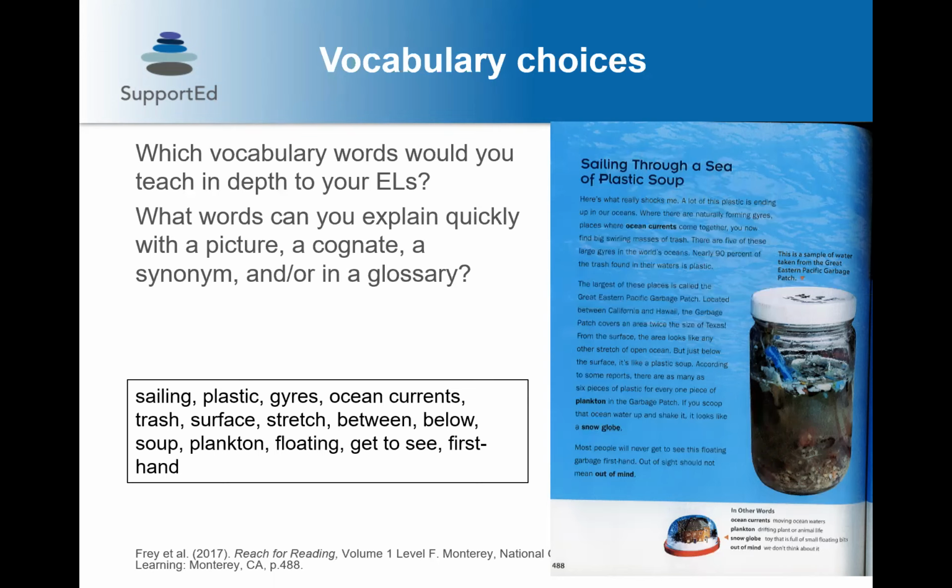In the box below, I just pulled out some words from the text. Some of these you might want to consider teaching in depth, and some you might just want to explain quickly, and others the students might be able to figure out from the context. So for example, for snow globe, that's already explained in the glossary. There's a picture of it. Give them that opportunity to kind of wrestle with it first before you provide additional support.